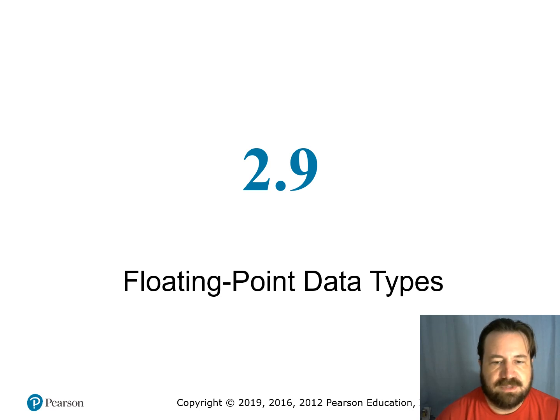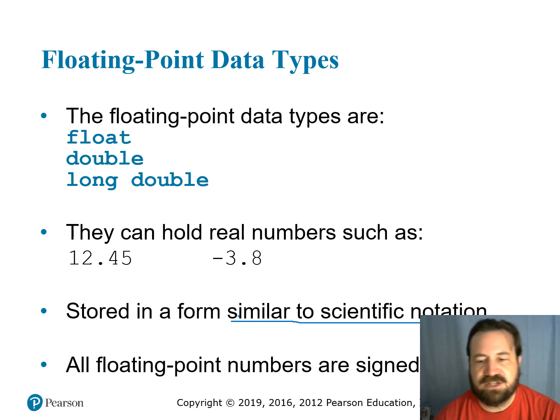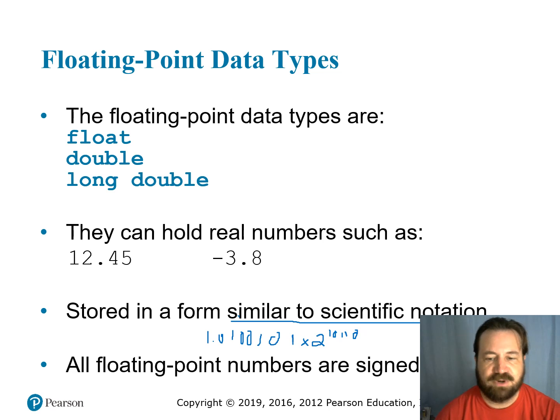Finally, the most complex data type is the floating point. I say most complex because it is not always what it seems. Floating point numbers are stored in a form similar to scientific notation, but it's scientific notation in binary. So you would have 1.0100101, essentially, times 2 to the 10110, and you have to interpret all of that as binary.